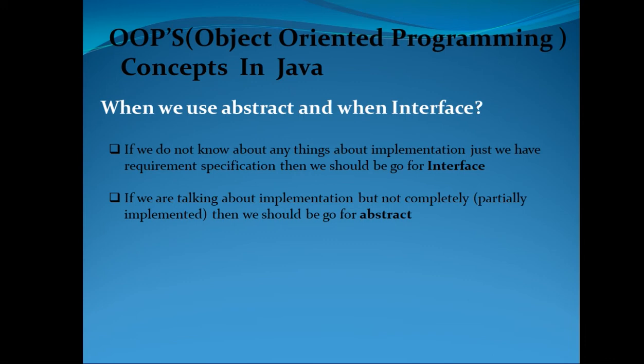Now the question arises, when do we use abstract class and when interface? It is a very important question from the programming point of view. If we do not know anything about implementation and we just have a requirement specification, then we should go for interface. If we are talking about implementation that is not completely, or only partially implemented, then we should go for abstract class.